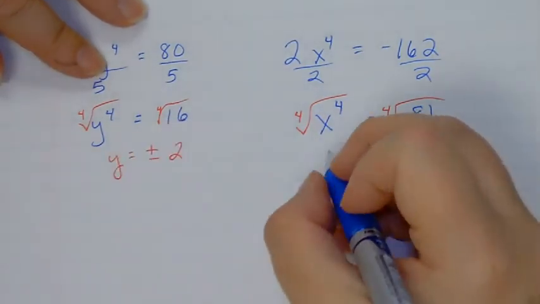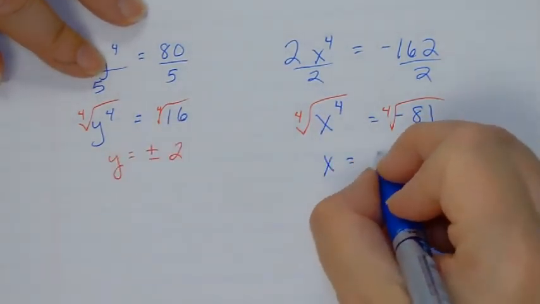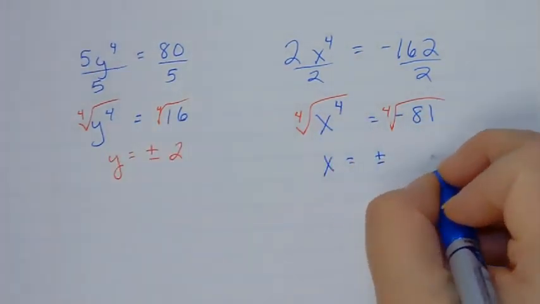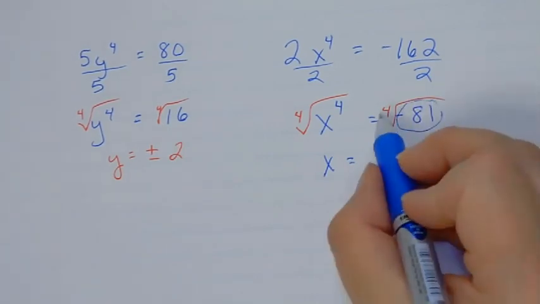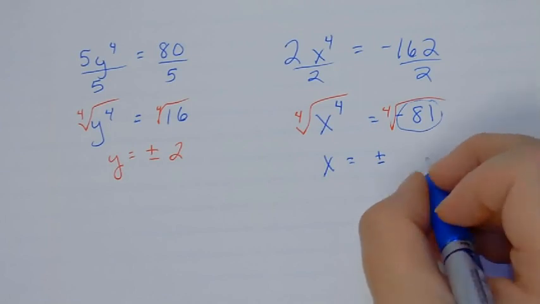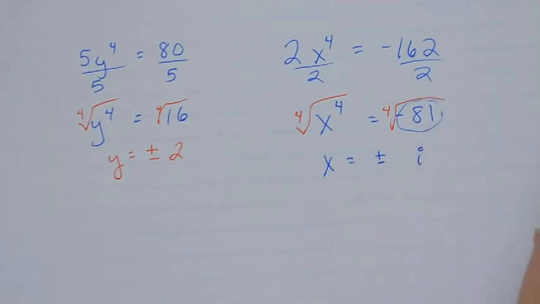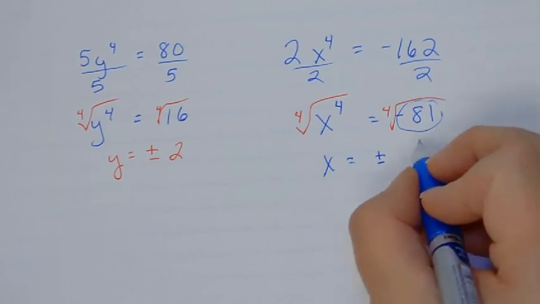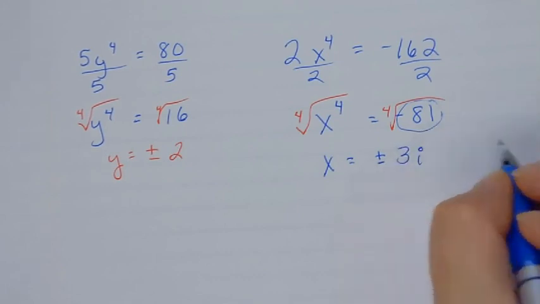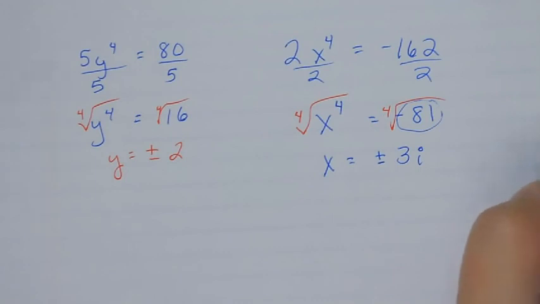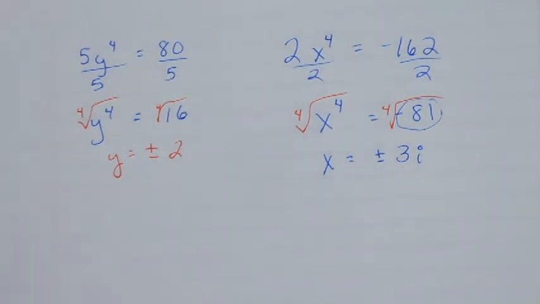On the left side I get x, and on the right side I'm going to have plus or minus something. Now, because this is a negative and this is even, I know that something is going to have to be imaginary. So I'm going to have an i. And then I have to think, what do I take times itself 3 times to get 81? And that answer is 3. And again, you can use your calculator to find those.